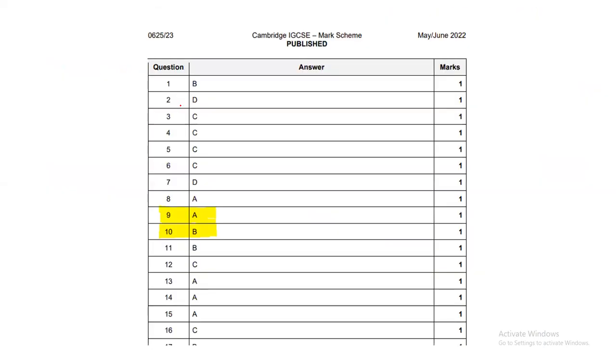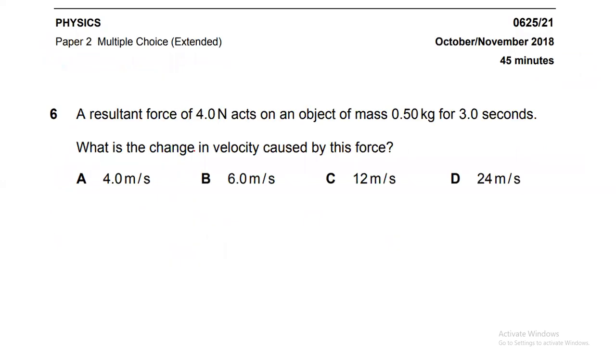Okay, B is the option. Okay, now we have the October, November 2018 paper 2-1.